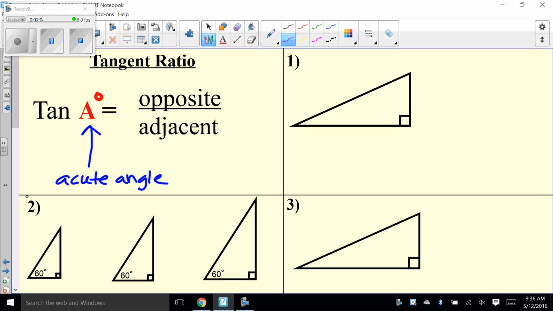Now we'll start applying it. I'm going to have you write down the formula in the first box. Now you should be writing. The tangent of the angle A, which has to be an acute angle, is the opposite side length divided by adjacent. So tangent is equal to opposite divided by adjacent. Everybody should be writing right now.